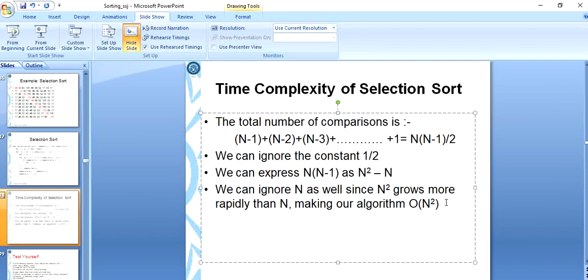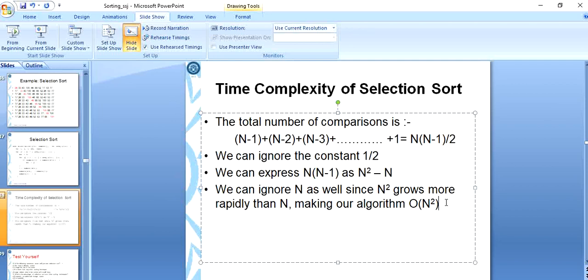In case of selection sort, again time complexity is order of n square. But selection sort technique is different than bubble sort. So you can easily identify the difference between bubble sort and selection sort. So both are different techniques.